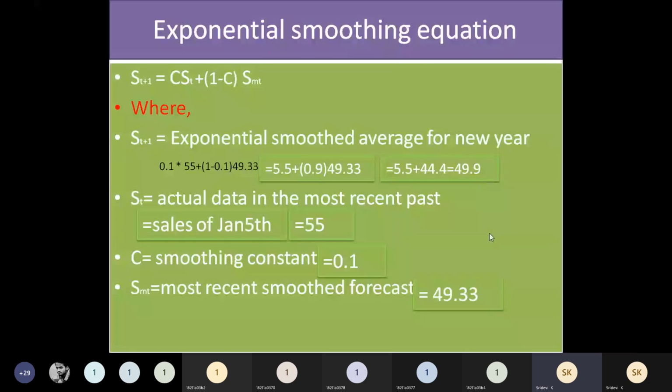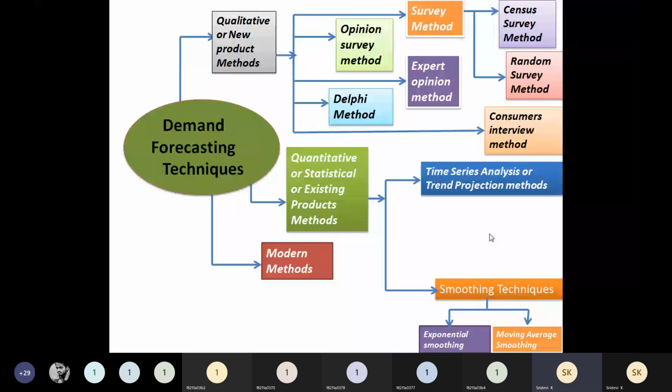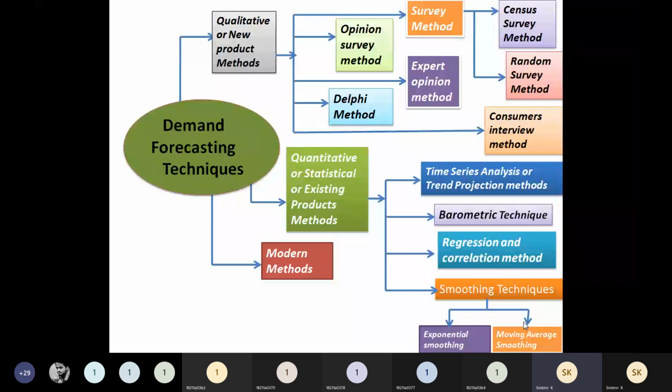So this is how you can forecast the sales of the next coming day by using the exponential smoothing equation. This will be helping us to forecast the sales, but it will be useful only for short-term purposes. And next comes the regression and correlation method, and the other one is the barometric technique. So what does barometric technique mean here? You are going to use some data, one group of data which helps you to find out the sales of the other product.